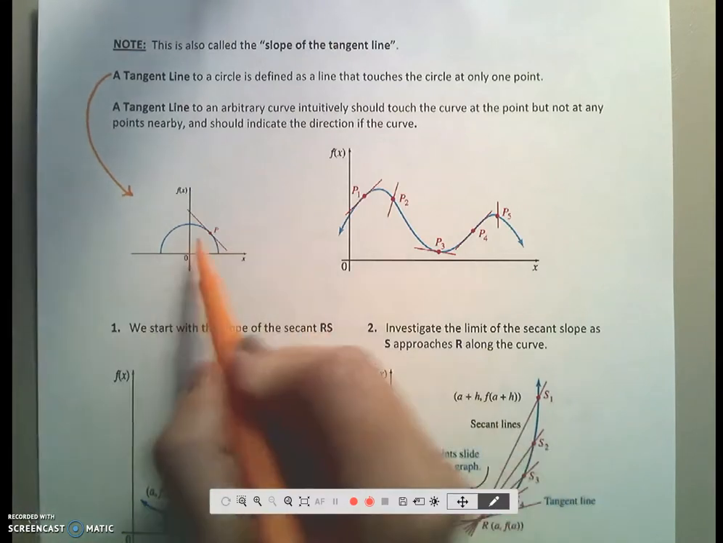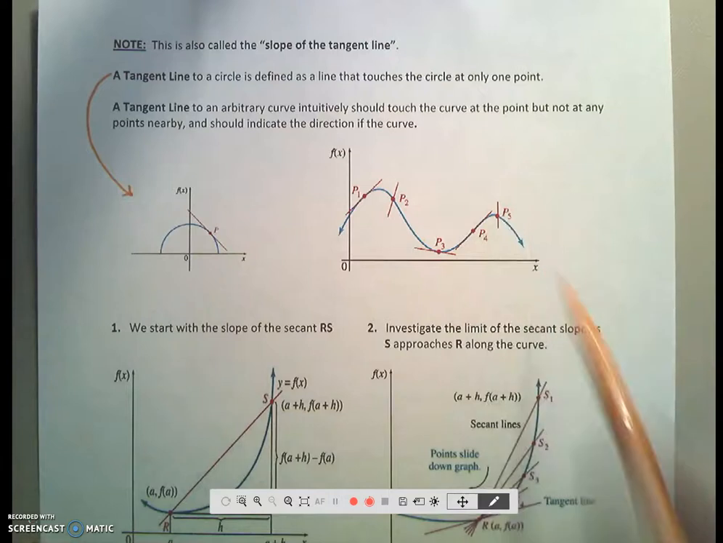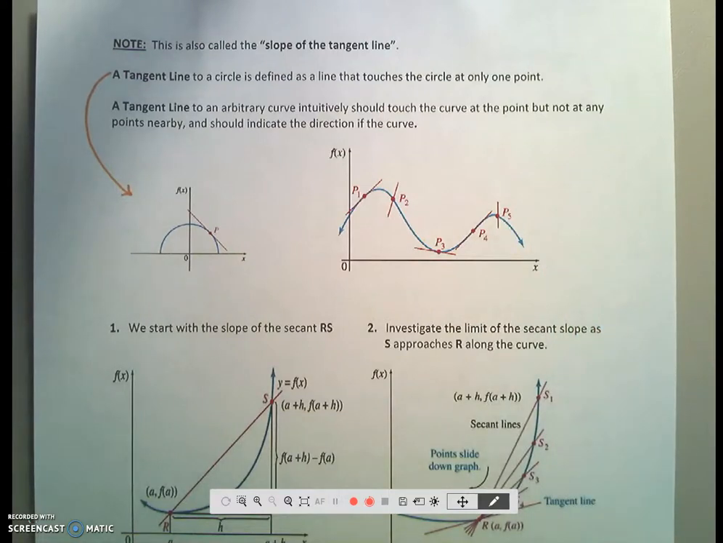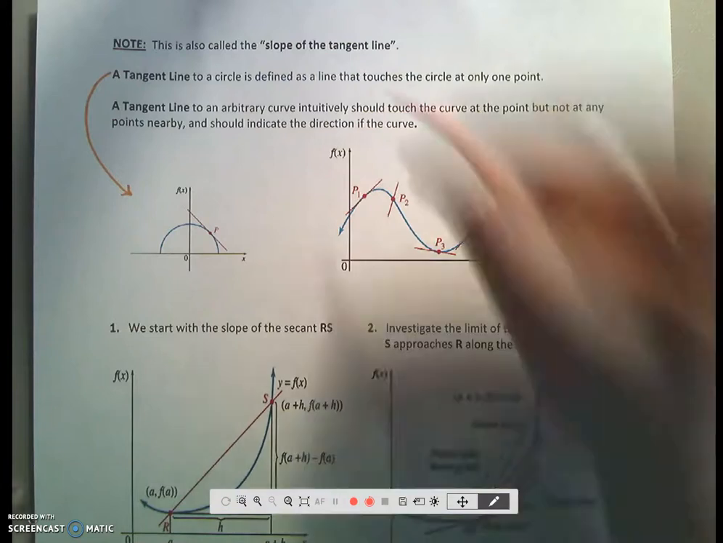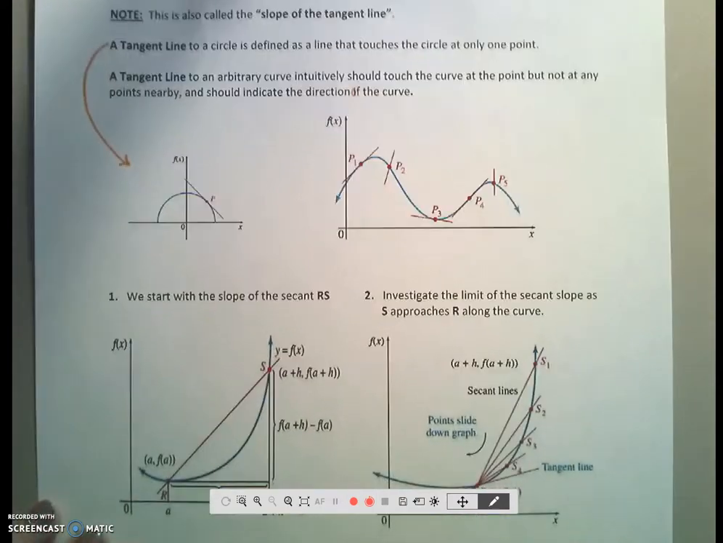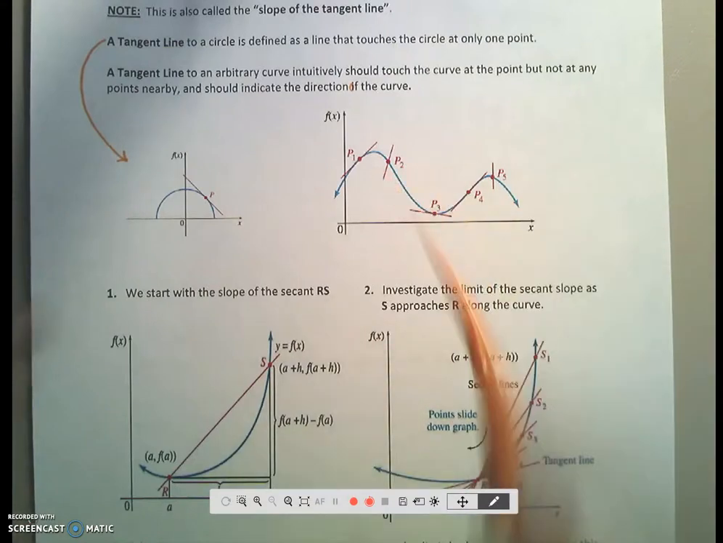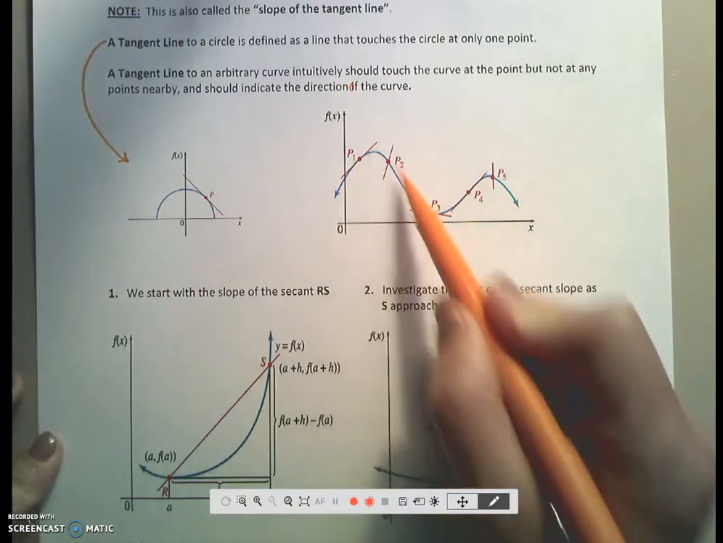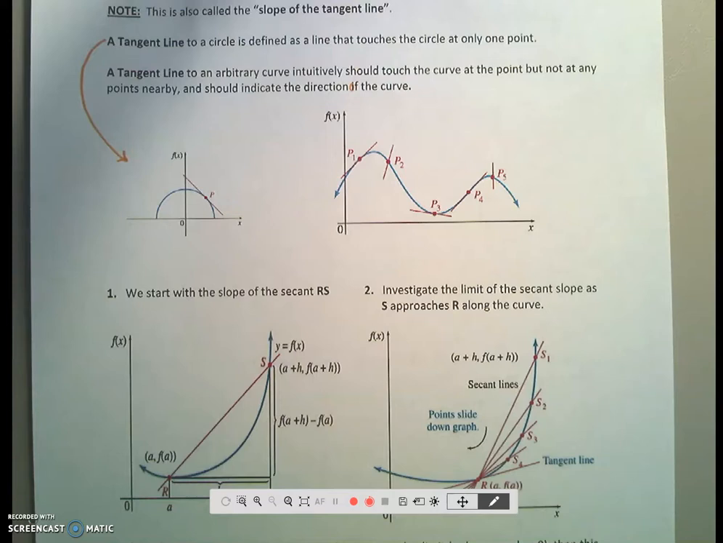So what happens when it's not just a circle, but a curvy line? Well, tangent lines should touch the curve at one point, but not anywhere nearby. And they should indicate the direction of the curve. So it should look like the line is kind of guiding you along the curve. One way to think about it is if you had skis on and you were skiing on this mountain, the tangent line should kind of point the way your skis would point.